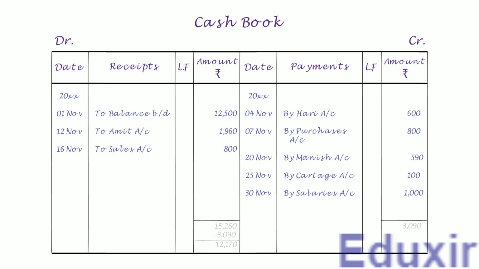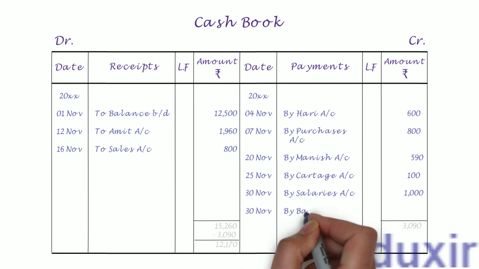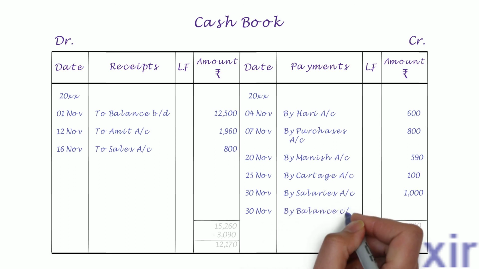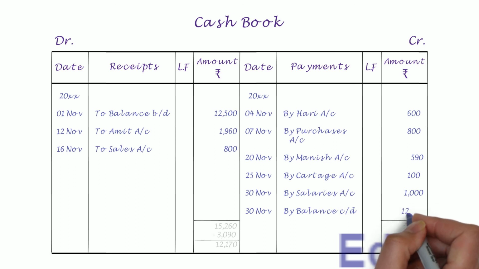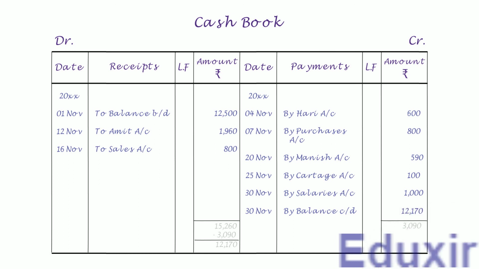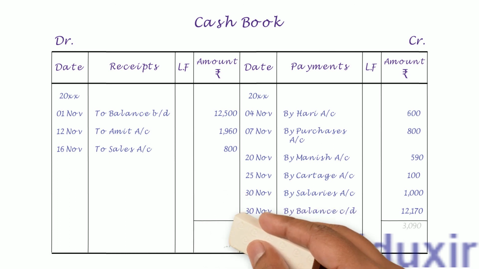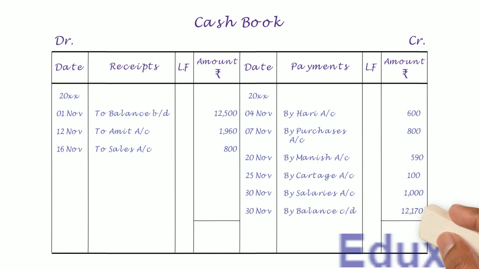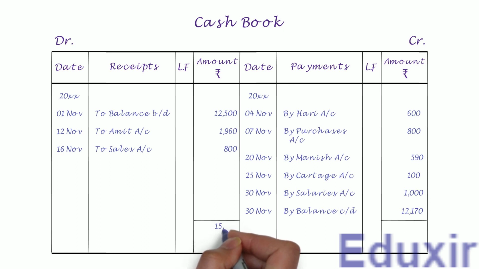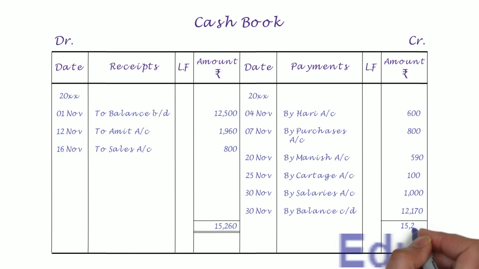Now the balance carried down will be the last entry on the last day of the month. So let us mark the date as the last day of the month. We need to write balance carried down in the payments column. Let us also write 12,170 rupees in the amount column. Now if you total, as we have already done, the total of all the receipts on the debit side will be 15,260 rupees. Similarly, the total of all the payments on the credit side will be 15,260 rupees. So the cash book is balanced.